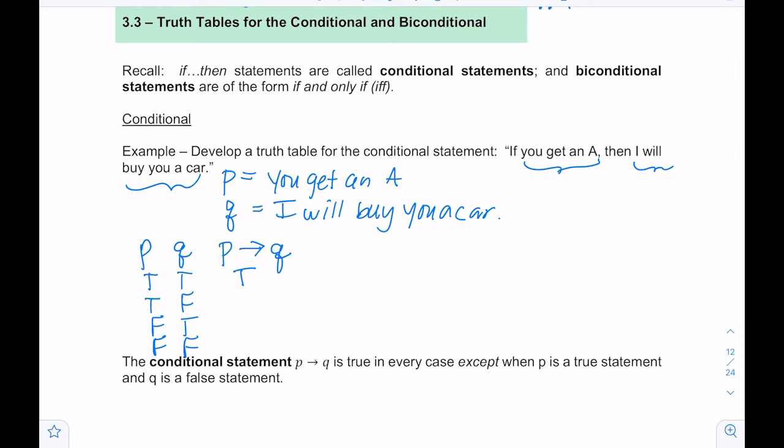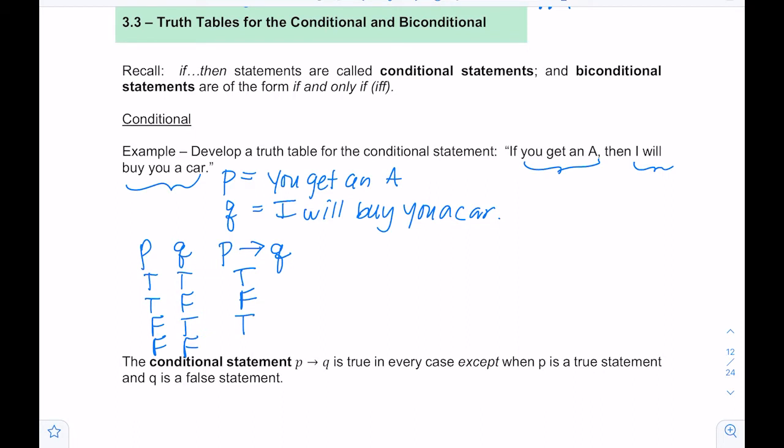In the second case, you get an A, but it's false that I will buy you a car. So I didn't fulfill on my promise of buying you a car. So therefore, that's false. If P then Q is false. In the third case, you didn't get an A. However, I will buy you a car. I still fulfilled on my promise of buying you a car. So that's true.